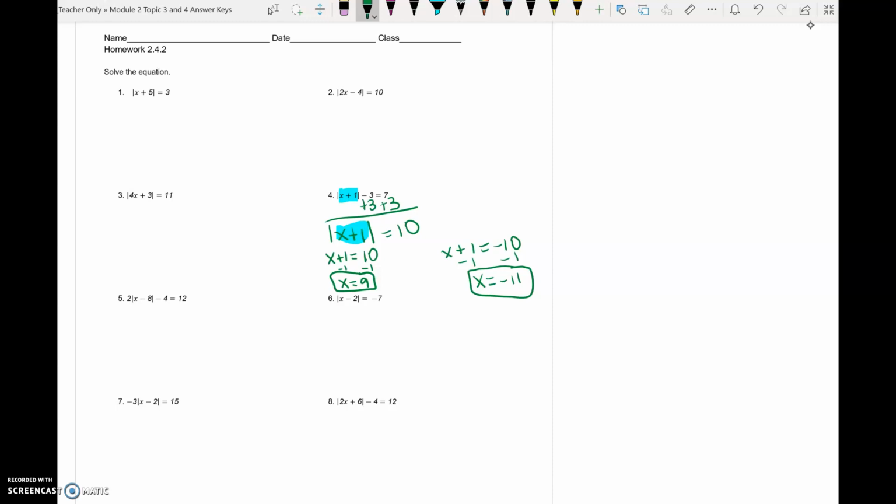The next one I want to talk about is number 6. I want you to pay attention to number 6. Look closely. I have the distance of x minus 2 is equal to negative 7. So I'm saying a distance is equal to a negative number, and distance is always positive. So in this particular case, there's actually no solution because no number is going to give us a distance of negative 7. It's not possible. It could be 7 to the left or 7 to the right, but not negative 7.